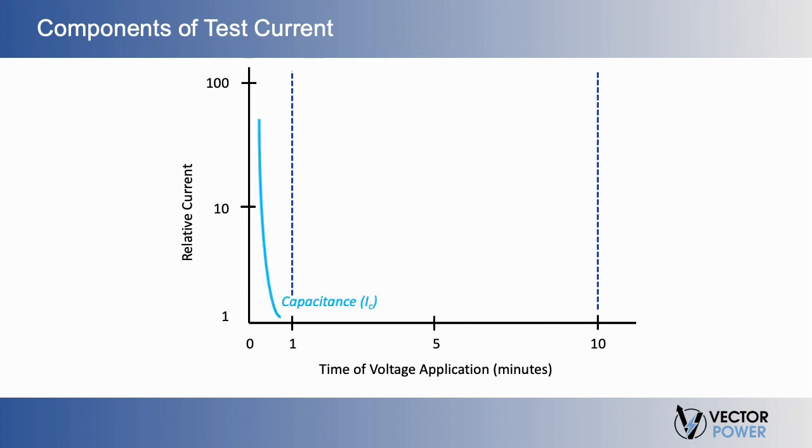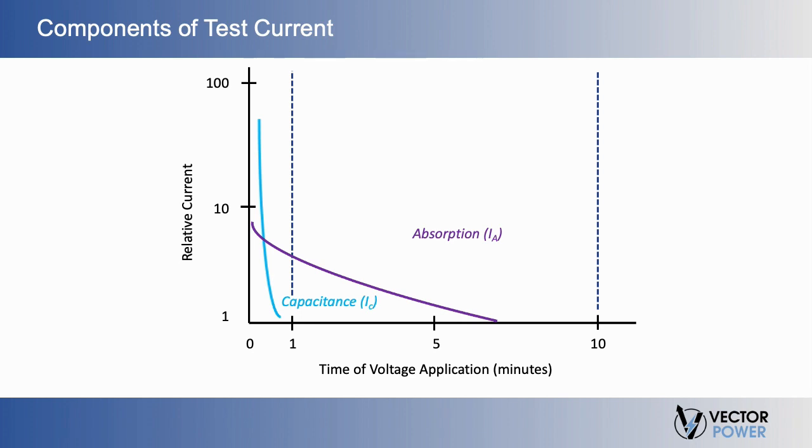First, we have the capacitive charging current. The current required to charge the capacitance of the insulation being tested is initially large but relatively short-lived, dropping exponentially to a value close to zero as the item under test is charged. Insulating materials become charged in the same way as a dielectric in a capacitor.